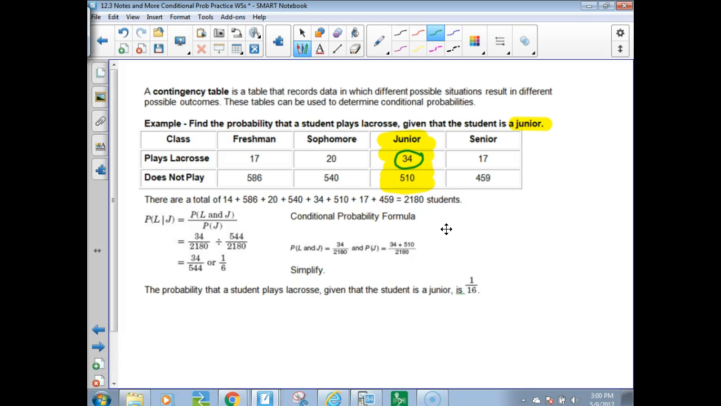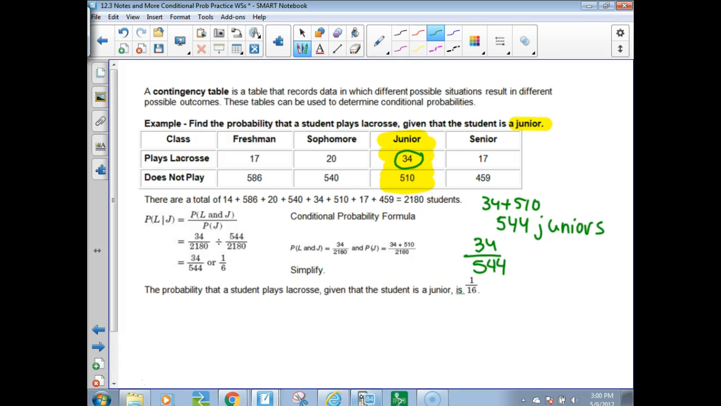Now here's the common mistake. You can't just take these 2 numbers and think you're comparing them. You got to think about it. How many juniors are there? Is that listed in this table? No. So let's figure that out. 34 plus 510. Okay, we got 544 juniors. I'm approaching this problem a little differently than they did because they're using that icky formula. There are 34 juniors that play lacrosse out of 544 total juniors.